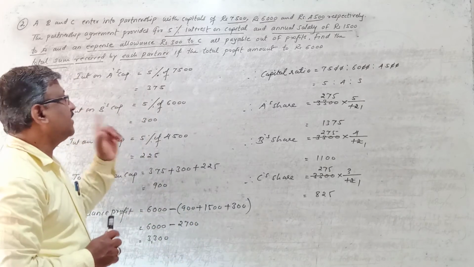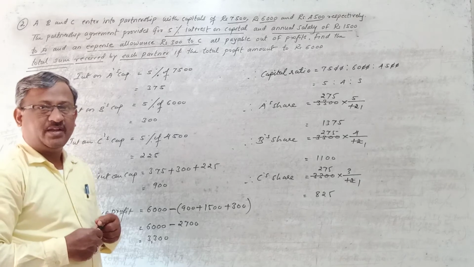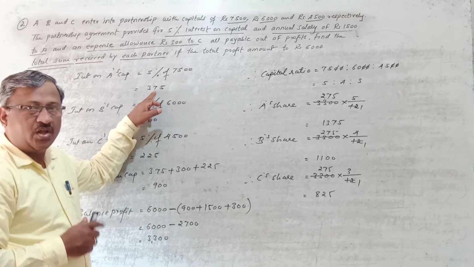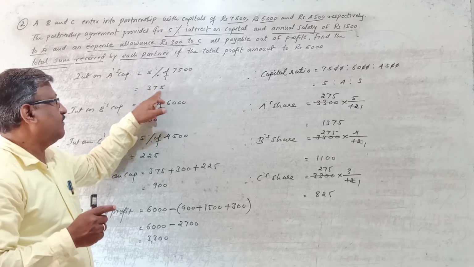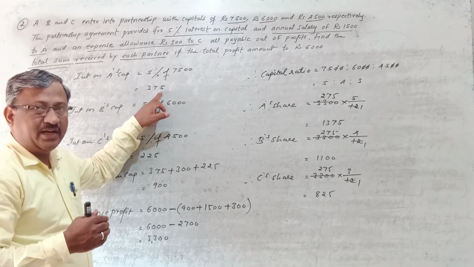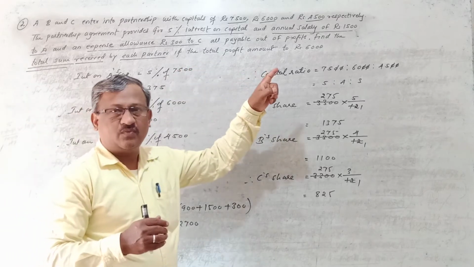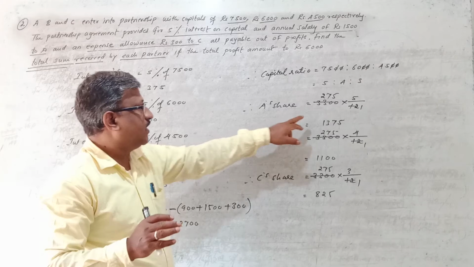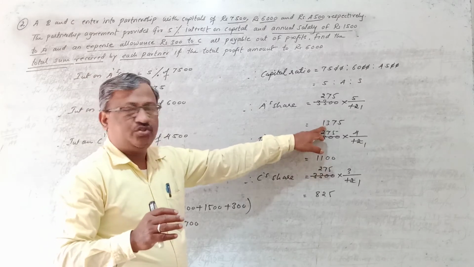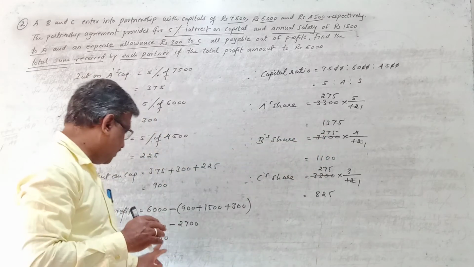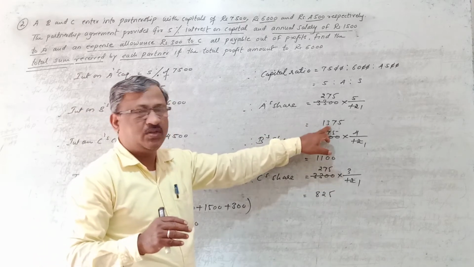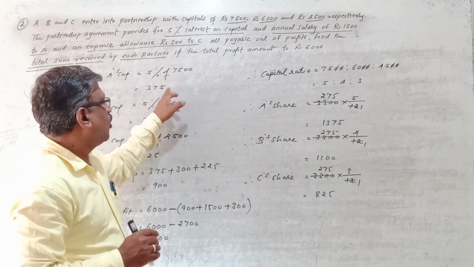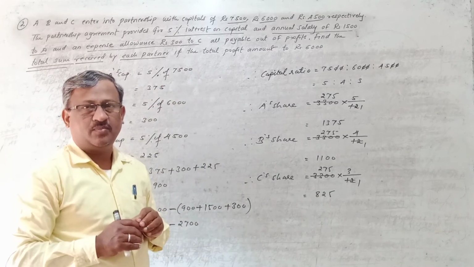Now so far as A is concerned, what is A getting from the profit? He is getting interest on his capital, 375. Again, what else is he getting? He is getting a salary of rupees 1,500. He is not getting any expense allowance, but he is getting a share in the balance profit, 1,375. So the total of these three is the total sum received by A.